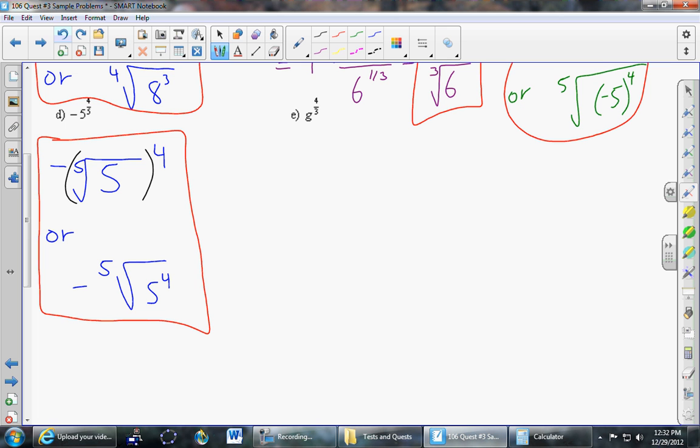Part E, g to the 4/3. So this one's pretty straightforward. All we have is a variable instead of the numbers that we've been looking at before. So 4/3 means there's a radical. 4 is the power. 3 is the index. I'll put my parentheses. That's fine. Also welcome, as usual, to put the power inside.